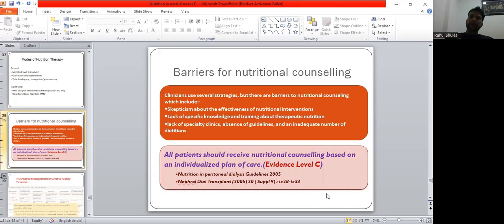So, what can be the barriers? One is lack of communication. Sometimes nutritional counseling is not done, but nutrition is a very important part of management of CKD, and lack of specific knowledge and training about therapeutic options and different guidelines should be kept in mind before advising the nutritional advice. So all patients should be counseled for nutrition. Nutrition takes an important part of kidney disease management.